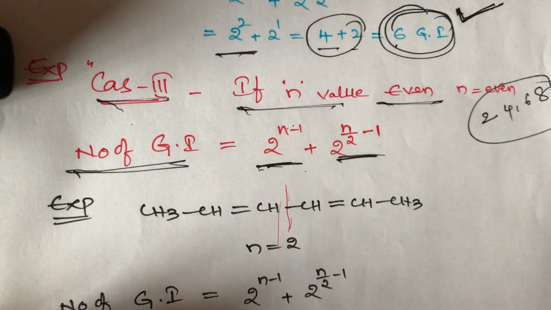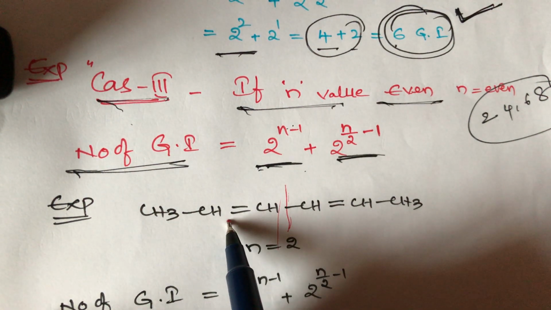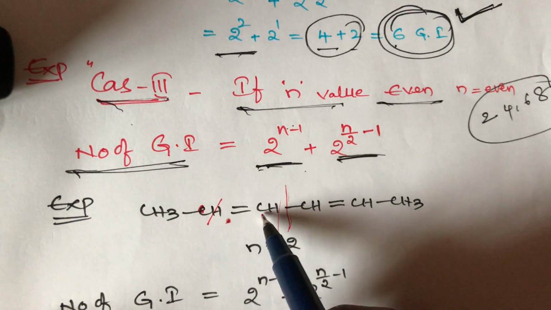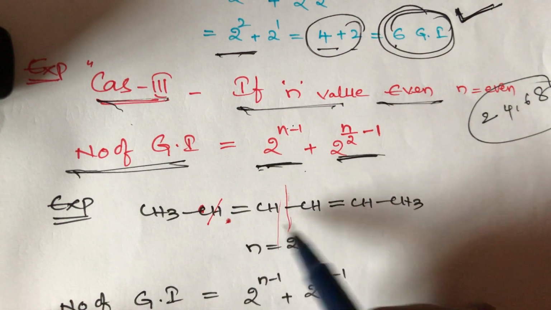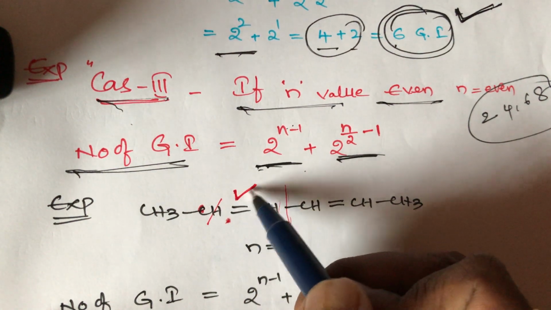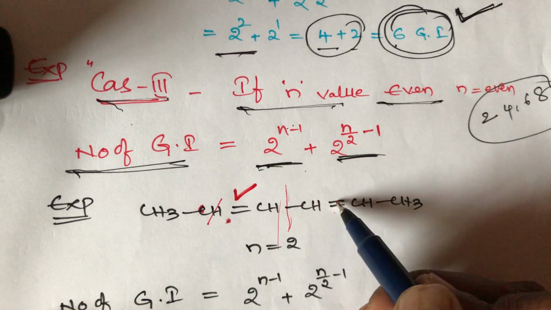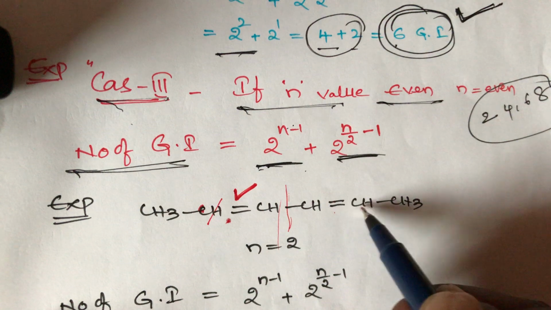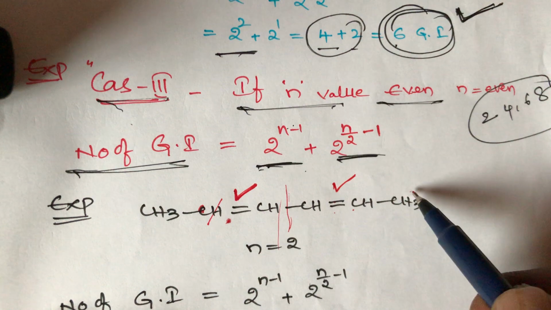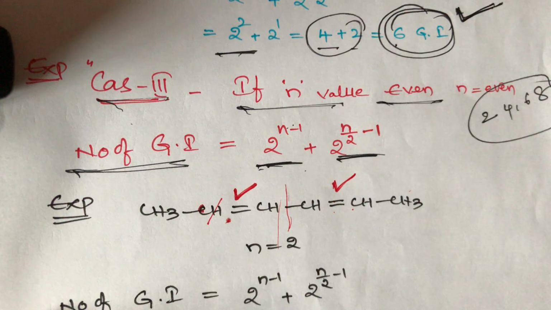So what about the n value? How do we find that n value? In this compound, this is a double bonded carbon. This carbon is connected with one hydrogen and one methyl group, and the right side carbon is also connected with one hydrogen. So this double bonded carbon will show geometrical isomerism. And the next double bonded carbon, this CH double bond CH, will also show geometrical isomerism. Why? Because this is connected with one hydrogen and this with one methyl group, so this will also show geometrical isomerism. So in a symmetrical system, what is the condition?